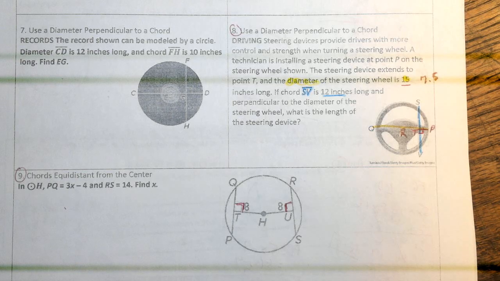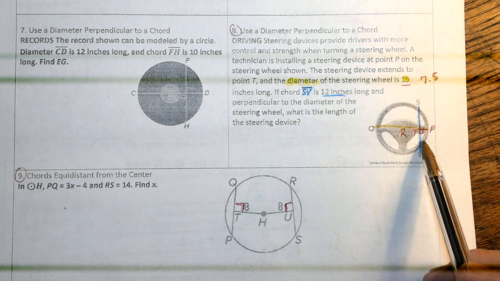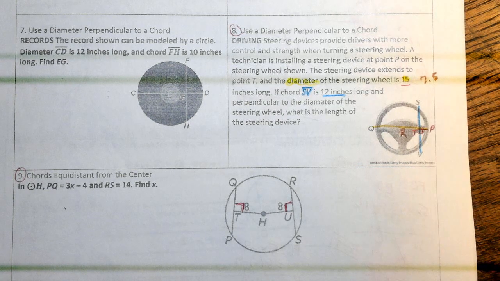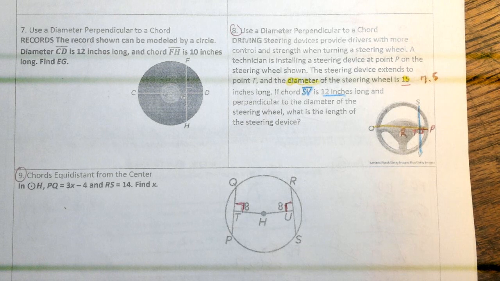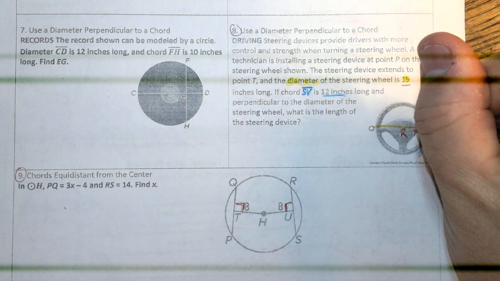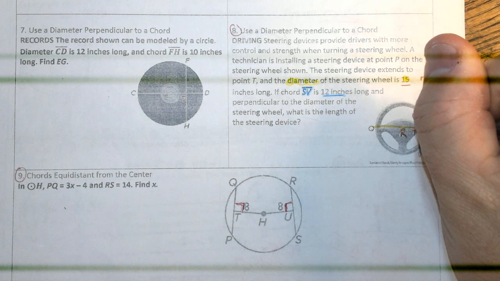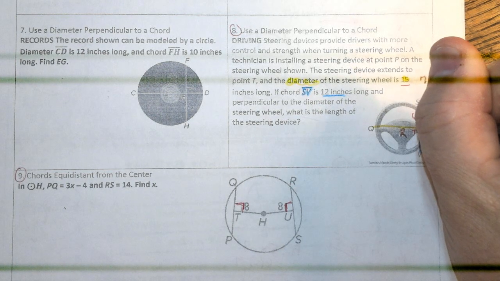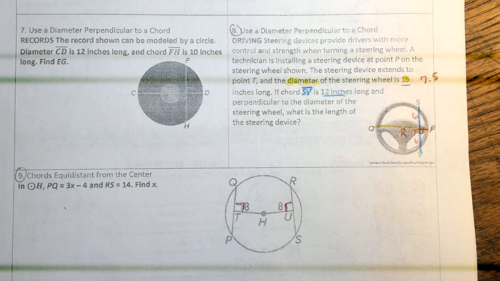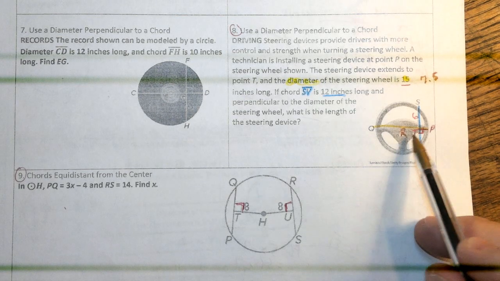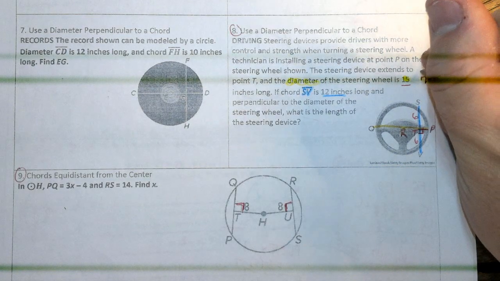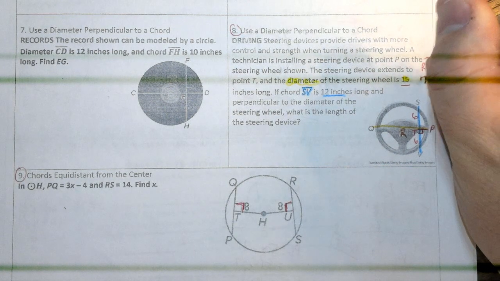All right, so what is the length of the steering device? So the steering device they want is between P and T. So this little bit here. So if SV, the whole thing is 12, then half of it is 6, okay? Because this is a perpendicular bisector. So this side's 6, this side's 6. The whole thing's 12, right? Okay. So from R to P is 7.5. So I'm just going to put RP right here, so we know it's 7.5.